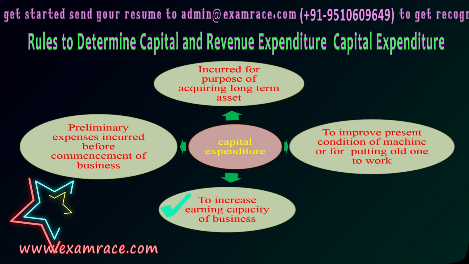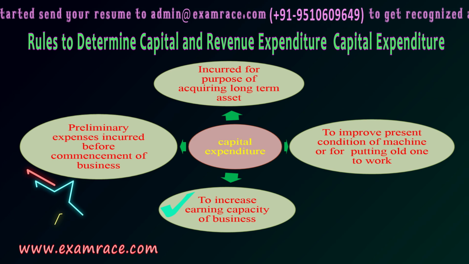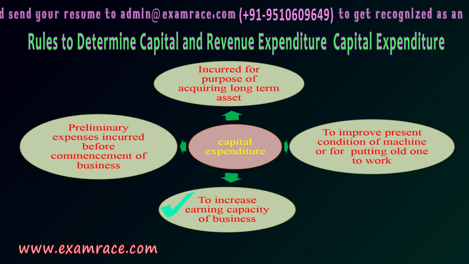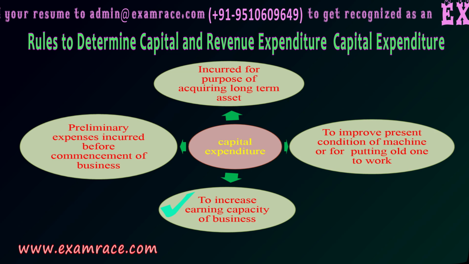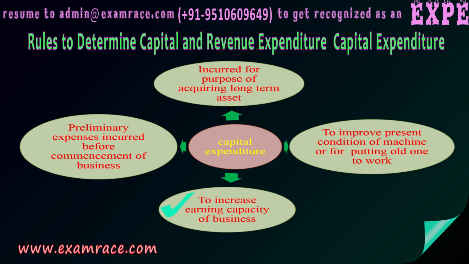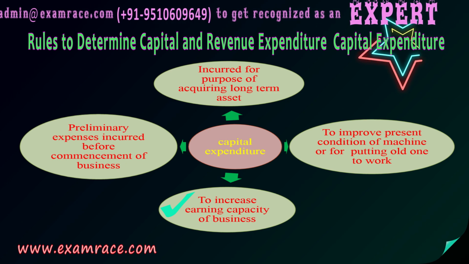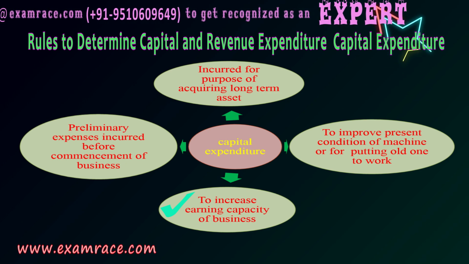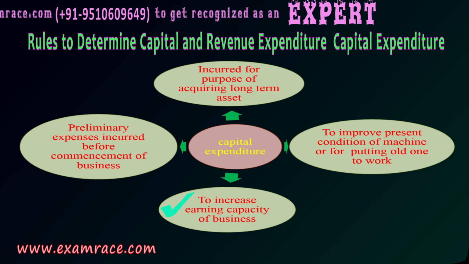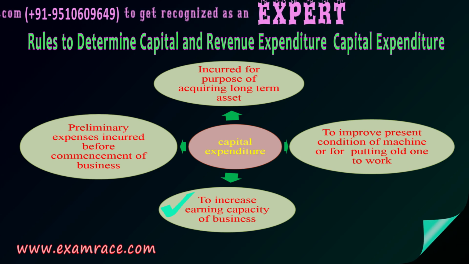The third one is to increase the earning capacity of the business. Earning capacity of the business can be improved through various ways, either through diversification of the product or diversification of the business. When it is done for increasing the earning capacity of the business, then the expenditure is termed as capital expenditure.